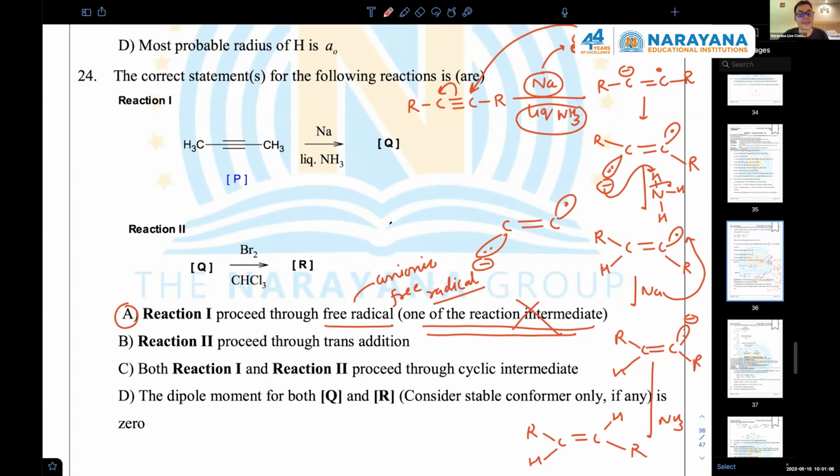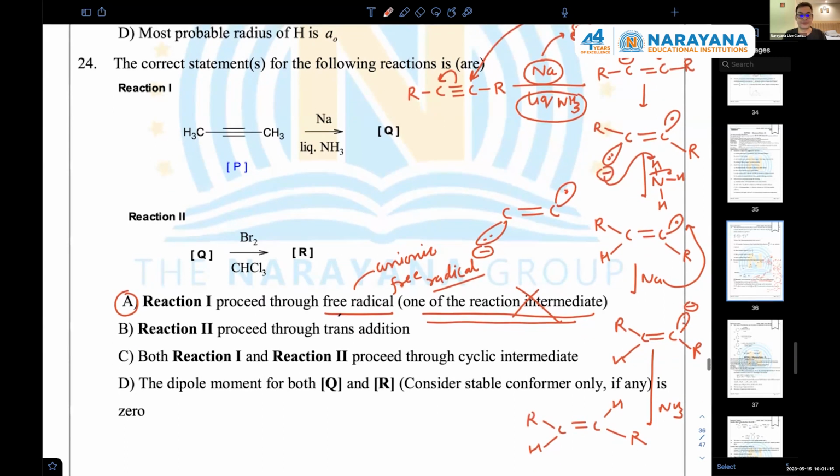Any doubt is there in 24? Should I move to the next one, bacho? Tell me who asked this first mechanism. Should I move? Yes, sir.